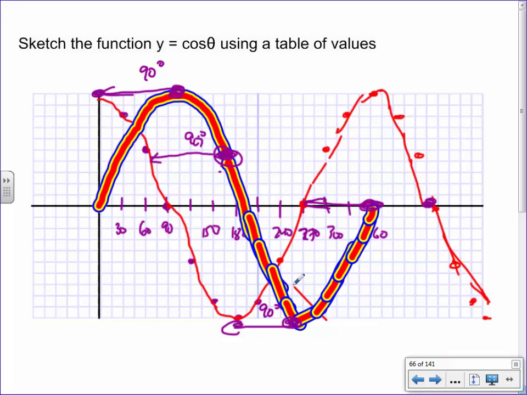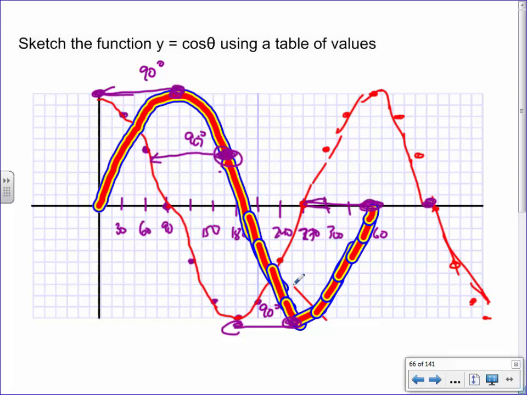At least for the first little while, you might find this useful just because it can help you keep track of where everything is. Do you guys understand what I'm going for? Everything above the line is a positive value, everything below the line is a negative value, and each one of these quadrants right here is quadrant 1, quadrant 2, quadrant 3, quadrant 4.